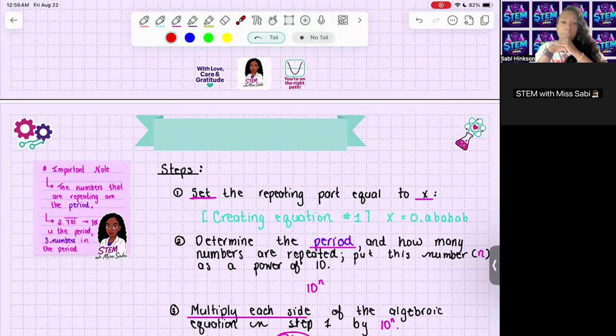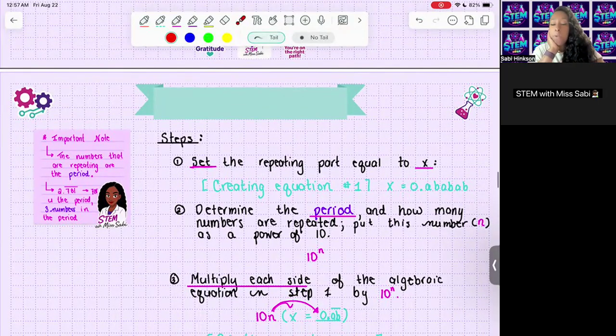So first, we're going to talk about the steps generally, and then we're going to apply them. Step one: set the decimal with the repeating part equal to x. So in the first step, you're creating an algebraic equation. That's the first algebraic equation that you are creating.